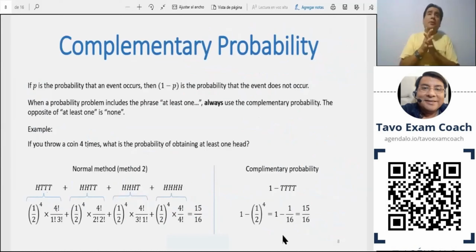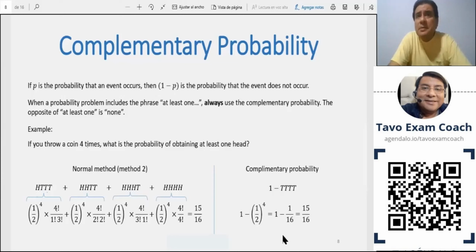Sometimes using method 2 could still be long in a very specific type of problem. But before getting to that, we're going to review the meaning of complementary probability. Basically, the complementary probability is the probability of an event not happening in an expected way.